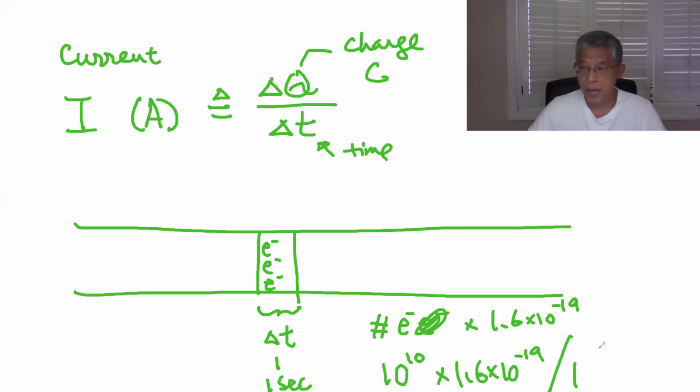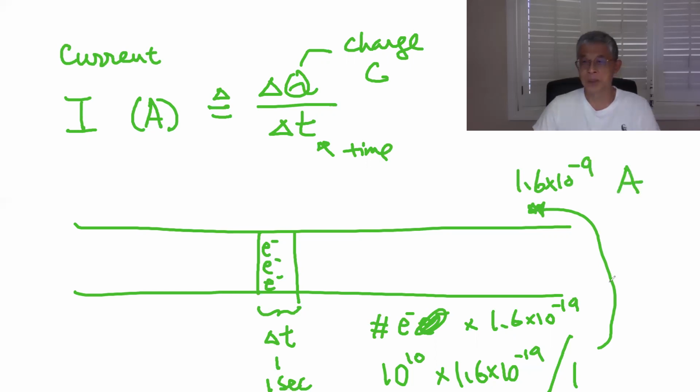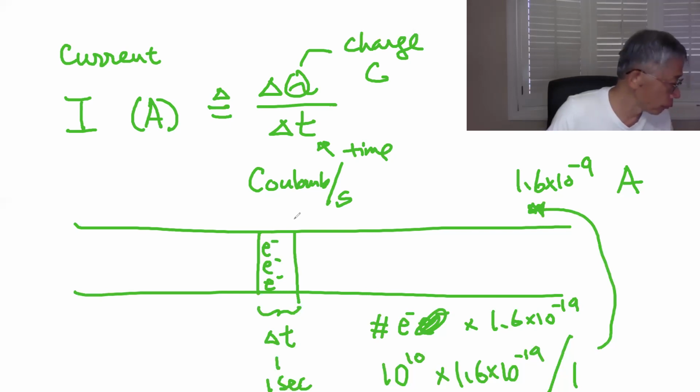So that means 1.6 times 10 to the negative 9 amps. So this is coulomb divided by second, which is equal to amps. That's the definition of current. It's the cross-section: within a certain amount of time, how many coulombs have passed. I think that's the part that we want to talk about.